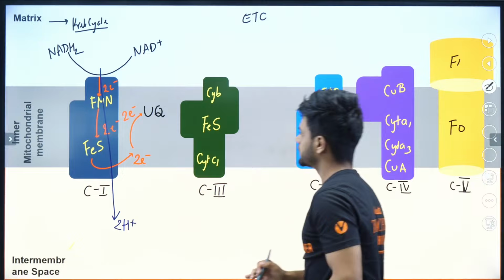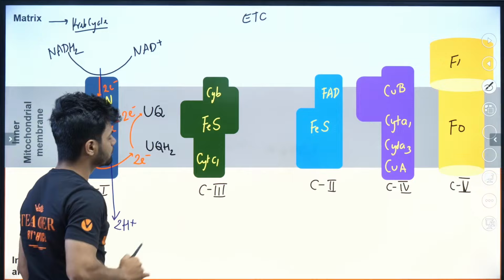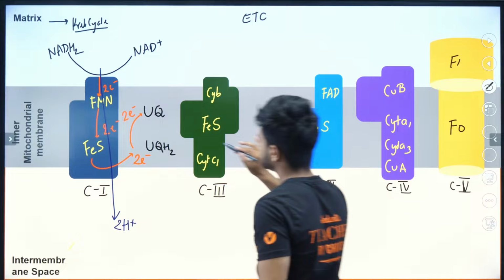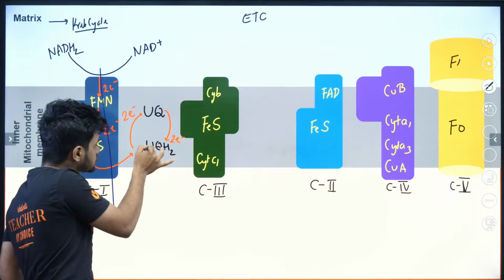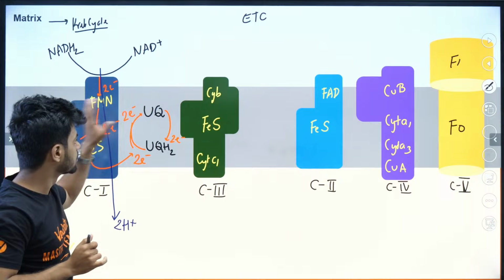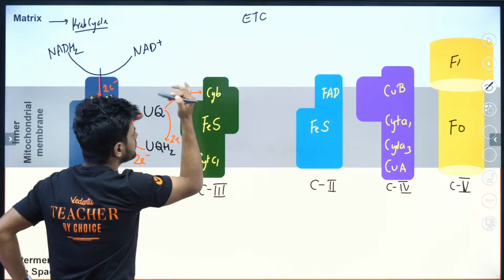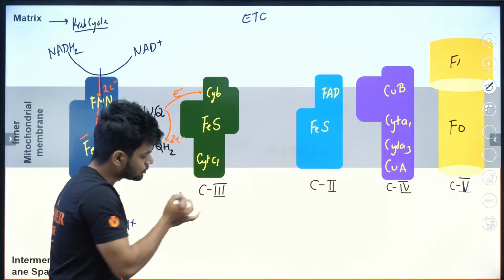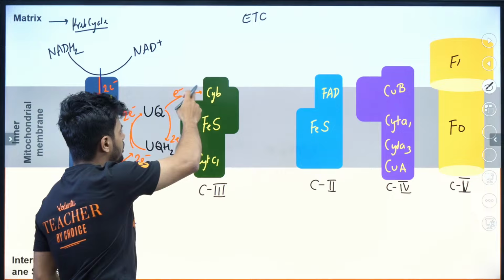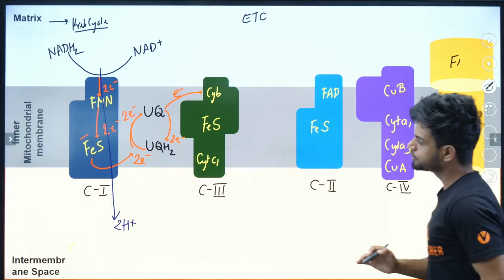Now, this ubiquinone undergoes reduction. It forms your ubiquinol. Electrons are sent here, and it becomes ubiquinol. These electrons can also be sent back to your UQ. Now from here, one electron is sent to your complex number 3. But before we go to your complex number 3, I want all of you to understand one point here.